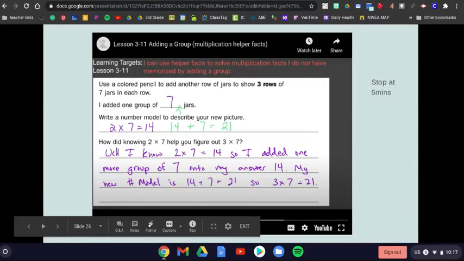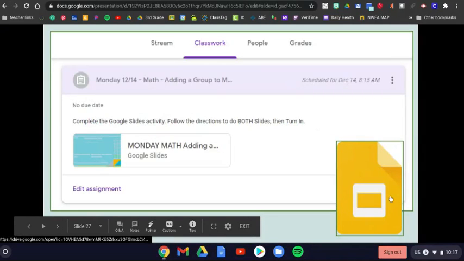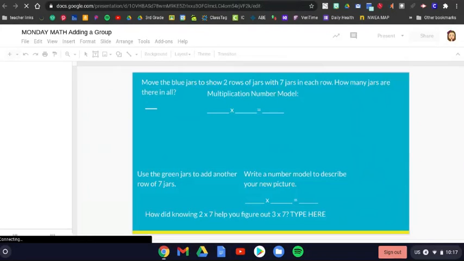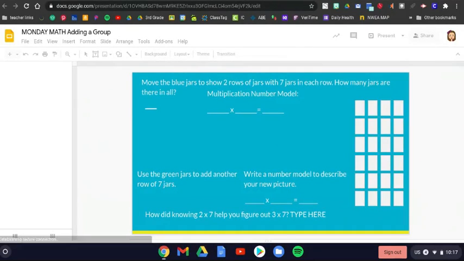And 3 times 7 equals 21. This sounds really confusing, but I know it's going to make a lot more sense when we go into our Google Slides activity and actually get to work. So it says Monday 12-14 math, add a group. It says complete the Google Slides activity, follow the directions to do both slides, and then turn in. There are 2 slides in today's activity. Your job is to complete both of them.